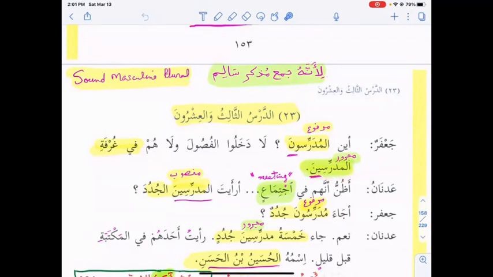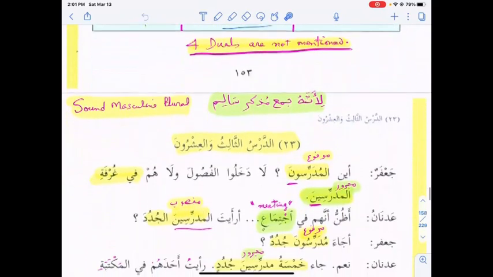Bil ya. We have to define it, and I will define it, and you will be able to say the same thing, inshallah. From now onwards, I want you to practice this definition. So, al-mudarrisina ismun majrurun bil ya. Ismun majrurun bil ya. Then you say, why?